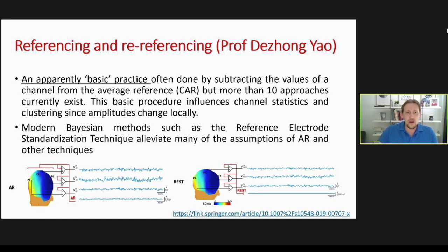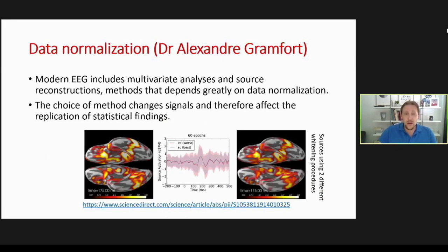Professor Yao will show how modern Bayesian methods, such as the REST, reference electrode standardization technique, alleviate many of the assumptions of average reference and other techniques. Finally, modern EEG includes multivariate analysis and source reconstruction, methods that depend greatly on data normalization. Dr. Gramfort will show that the choice of method changes the signal and therefore affects the replication of statistical findings.